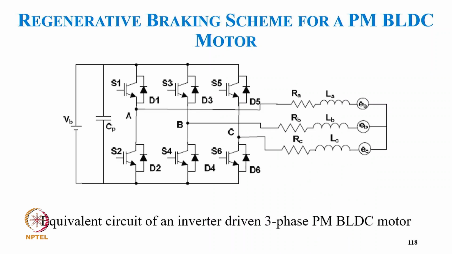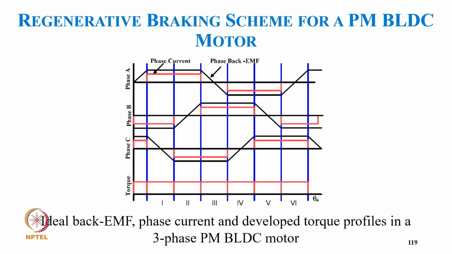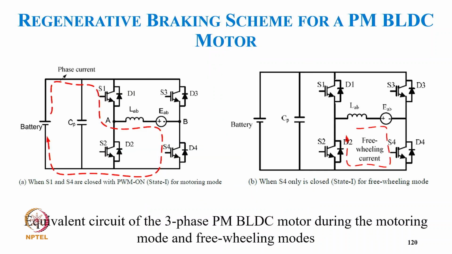And this is typically the circuit of an inverter driven three-phase BLDC motor, where the three-phase winding is there, and this is again the phase current and back EMF. In the developed torque profile, ideally we should get constant torque, but because the current cannot change instantly at commutation, we get a small torque ripple because of the current variation at commutation. These are the modes where S1 and S4 are conducting, so we have A and B phases conducting. We operate normally as an H bridge.